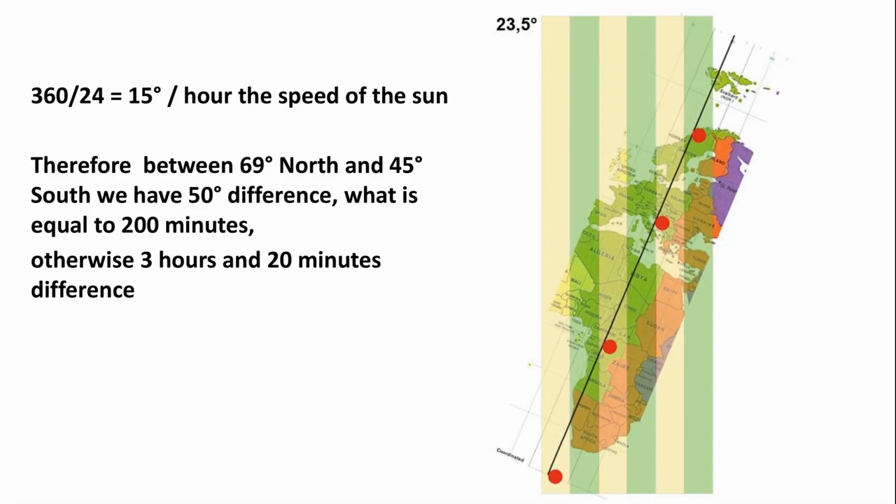360 divided by 24 equals 15 degrees per hour. Therefore, between 69 degrees north and 45 degrees south, we have a 50 degrees difference, which equals 200 minutes, or 3 hours and 20 minutes difference.